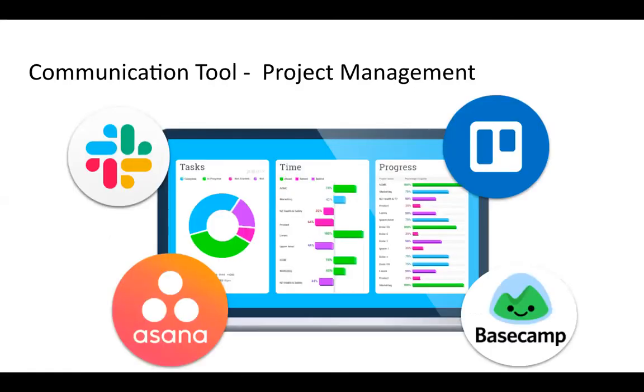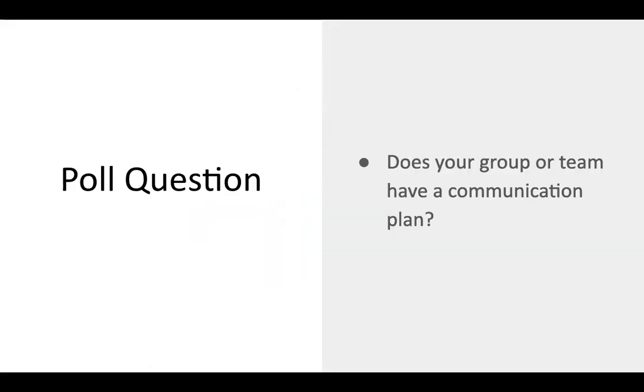And there are many communication tools out there, way more than I can go into in such a short presentation today. But these may be sharing platforms like Slack to send messages or files to group members, or more formal project management tools like Trello or Basecamp. And these provide a place for team members to keep track of tasks and more. So our final poll question of the day is, does your group or team have a communication plan?